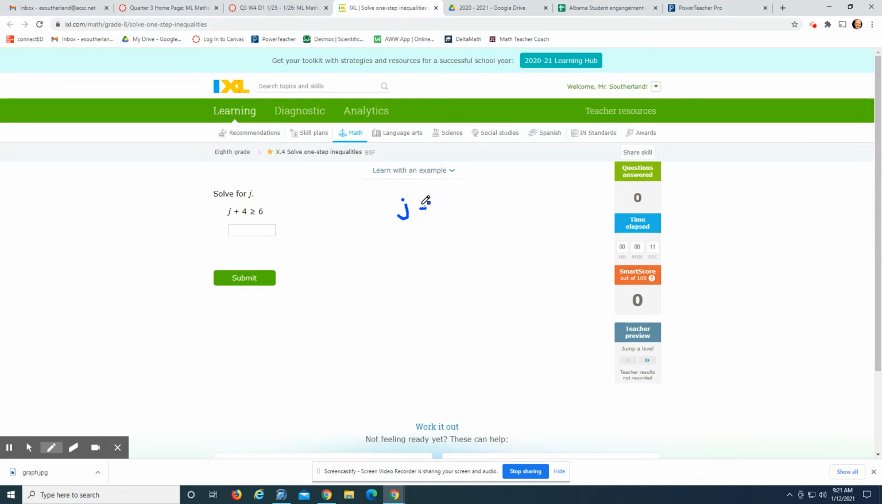So this says j plus 4 is greater than or equal to 6. Just like an equation, you're going to start by getting rid of that 4. The ultimate goal is to get j by itself. We do it to both sides. J comes down, the 4's cancel, the sign stays the same. 6 minus 4 is 2.